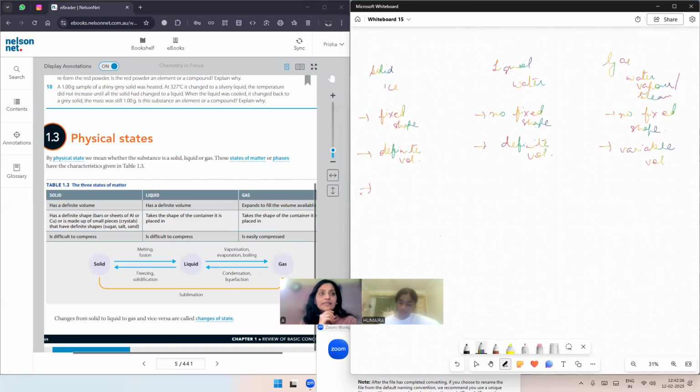Next, can we compress that ice cube? No, it is difficult. Compression, or reducing in size with pressure, is difficult in case of solids, right? Same is with liquids. Here also, compression is very difficult. But in case of vapors, because they have got very huge space in between, they are easily compressed.